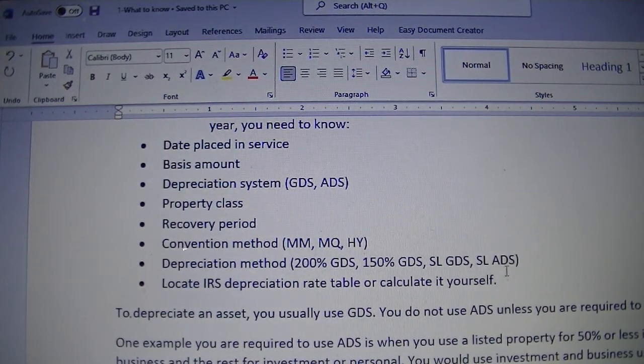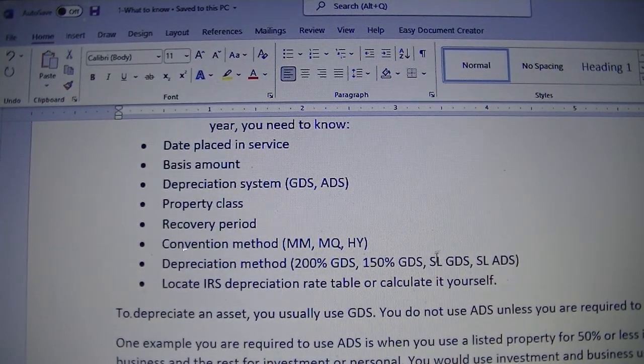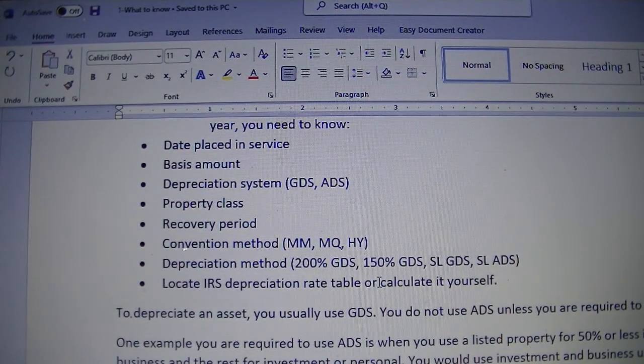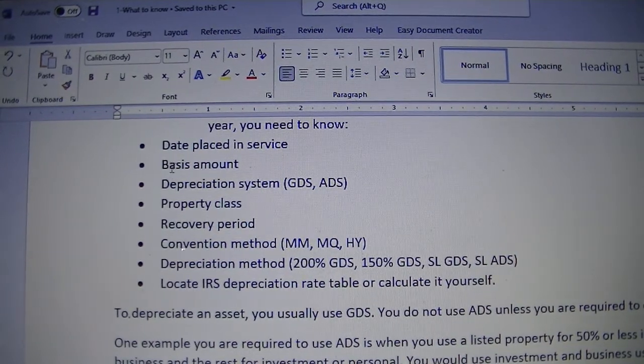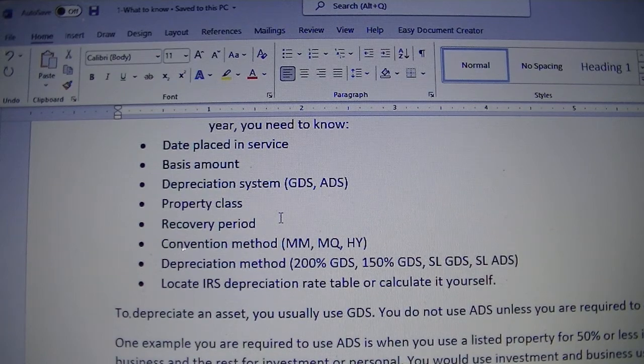So I'm not going to talk about ADS, we are going to talk about GDS, and I just like to go with straight line. And then you will locate the IRS depreciation rate table. And I'll point out that there is another appendix in IRS publication 946, How to Depreciate Property, that we will use. So those are the few things you will need to figure out to depreciate an asset.